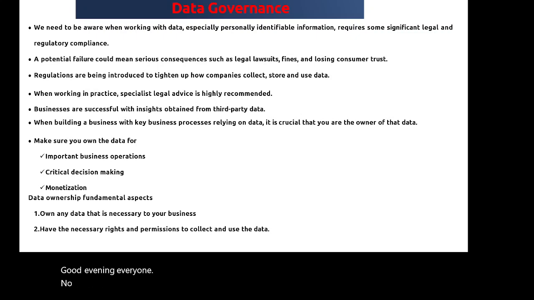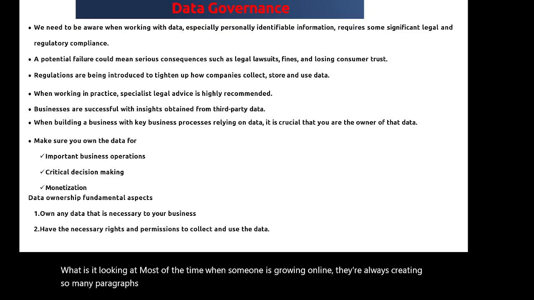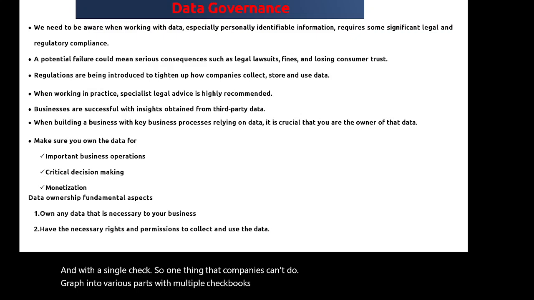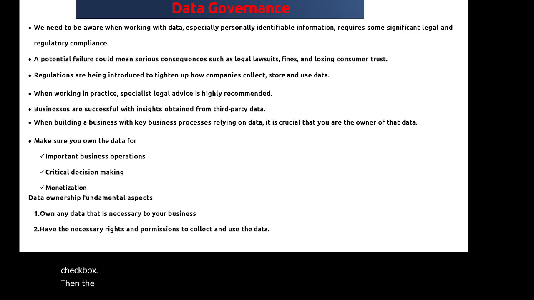Now, from my angle, I believe the data policy documents, most of the time when someone is scrolling online, are always written in so many paragraphs with a single checkbox. So one thing that companies can do, number one, is to break those paragraphs into various parts with multiple checkboxes. Like a small line, 2-3 lines with a single checkbox, then the next line, another checkbox. So by the time you are on your final checkbox, at least by default, you have a rough idea of these other checkboxes that you are highlighting.